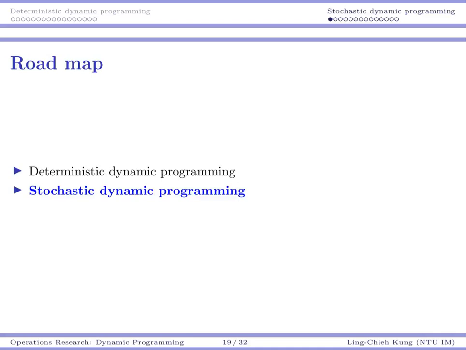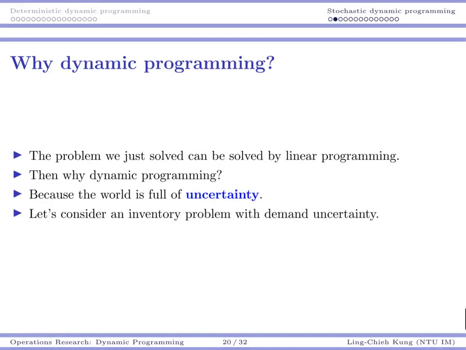Okay, let's move on to stochastic dynamic programming. So you saw that we can do dynamic programming for a deterministic problem. In the previous inventory problem, there is no uncertainty. You know for sure that for today you need 3 units, for tomorrow you need 2 units, you know everything.